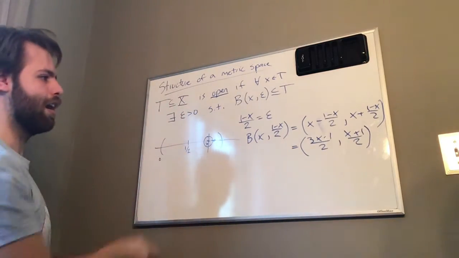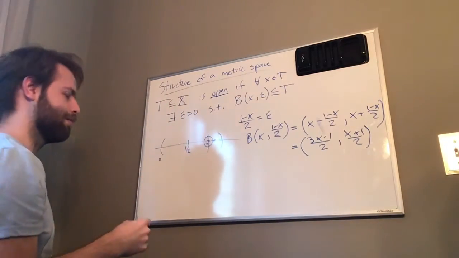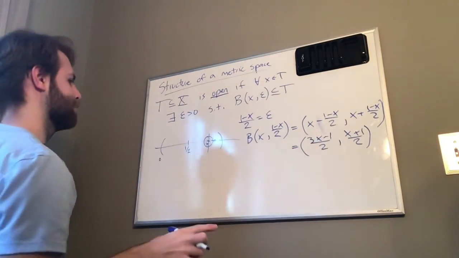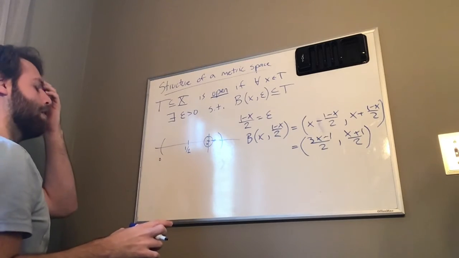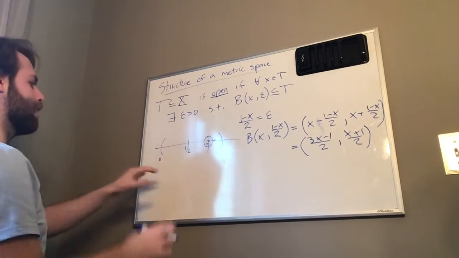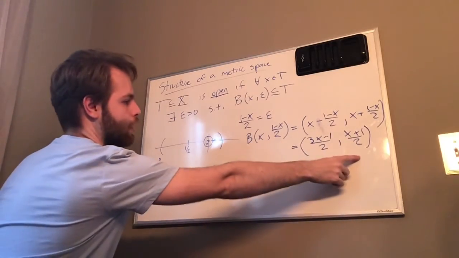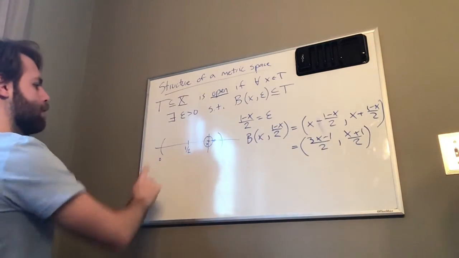Okay. I did it beforehand, trust me, that works. So what I want to show is that for any x between 1/2 and 1, this point and this point are both between 0 and 1.